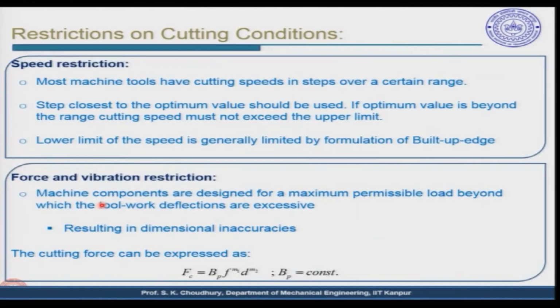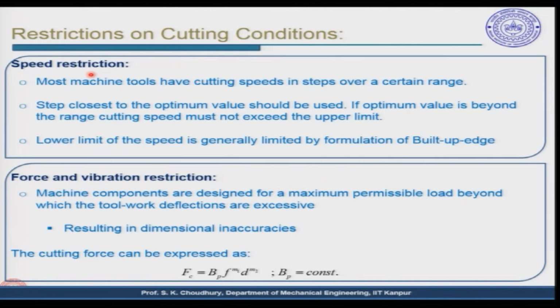Similarly, we will have the speed restriction, because most machine tools have a maximum speed and a minimum speed. You cannot go beyond the maximum speed, because it is not allowed by the machine. Minimum speed is limited by, let us say, built-up edge formation. If the V optimum that you calculated is more than V maximum, then you have to reduce it. If it is less than V minimum, you have to increase it.